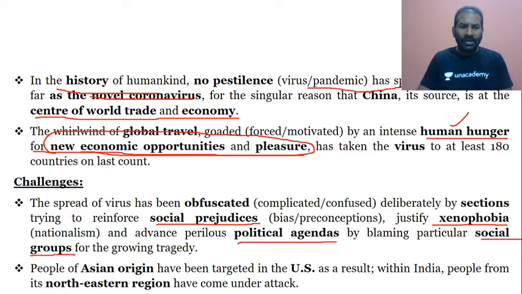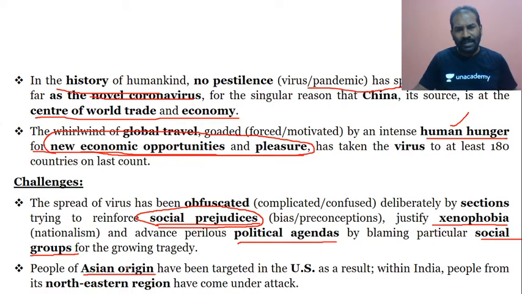So we are trying to look at how the virus is spreading, and how it is being deliberately confused by various sections of people. There are social prejudices, in the sense of bias, and people trying to justify xenophobia, that is nationalism, and also political agendas and social group agendas. Compare this with how the social prejudice, that is, how the bias, is taking place. Compare it with how Americans look at people of Asian origin. Please do understand how I'm trying to say this.